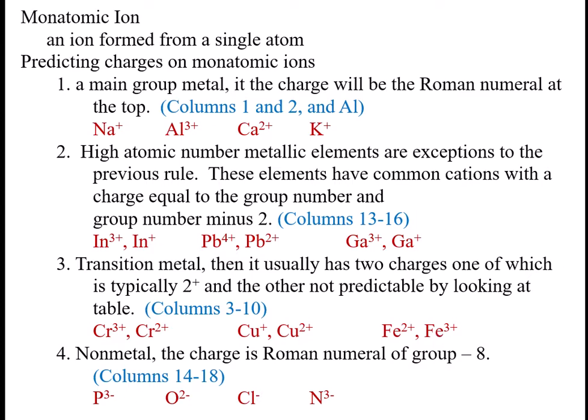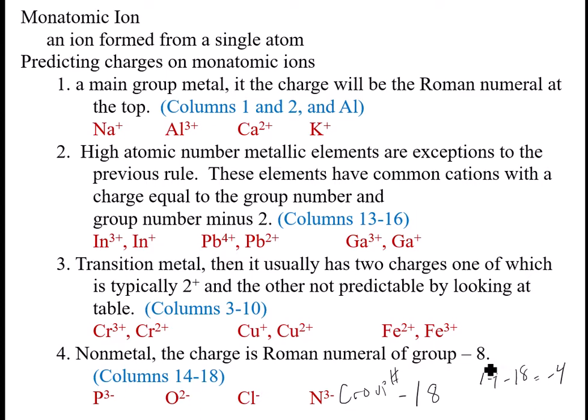And so those 1 through 3 have to do with cations. 4 is the anions. It's the Roman numeral minus 8, or the other way to think about it, if you use the new system where it's 1 through 18, then it's simply the group number minus 18. So if it is in column, let's say 14, 14 minus 18 would give me a -4.